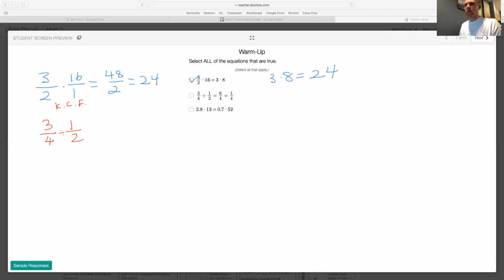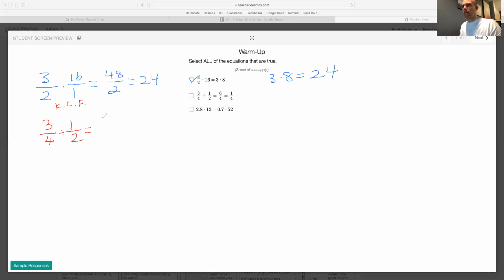So instead of dividing by 1/2, we can multiply by 2 over 1, the reciprocal of 1/2, and we'll get the same answer. Multiplication is just an easier operation to deal with.